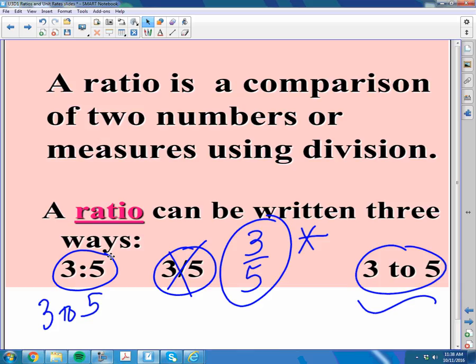Now, let me ask you a question. Do you think the order would matter? Yes. It absolutely would. If I said that the ratio of girls to boys is 3 to 5, then which one is girls and which one is boys, Bennett?